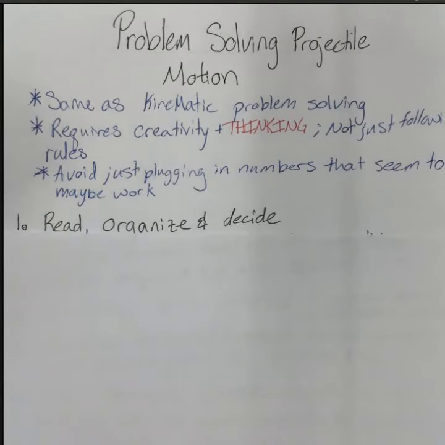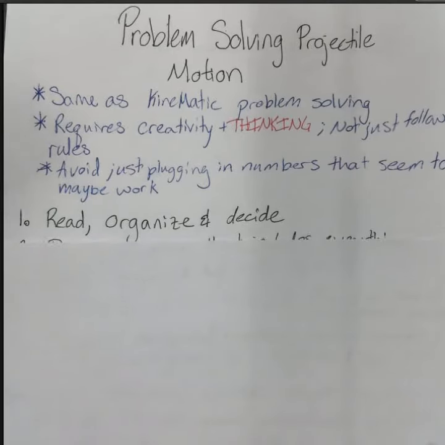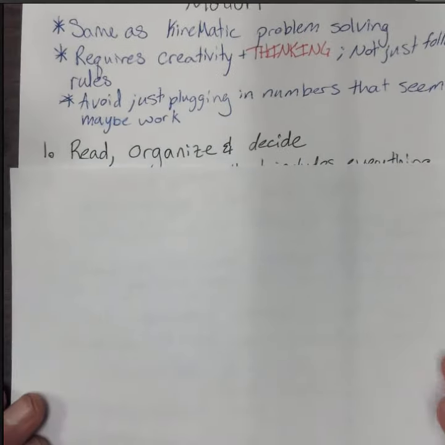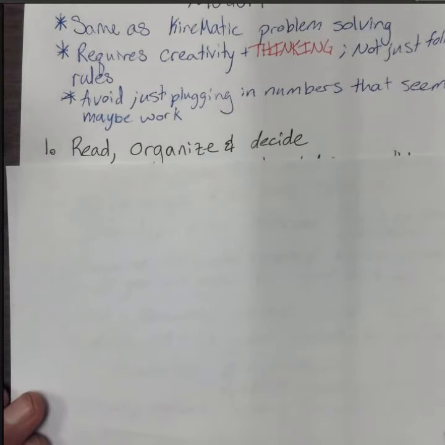If that's been done, then we start with the first rule of problem solving. Read the problem, organize all of the information, and then, once all the information is organized, you need to decide what's the system, what's the time interval, and how are you going to move forward to solve the problem.